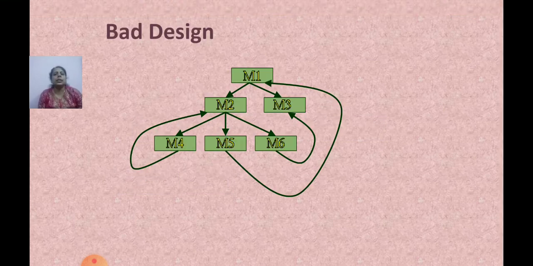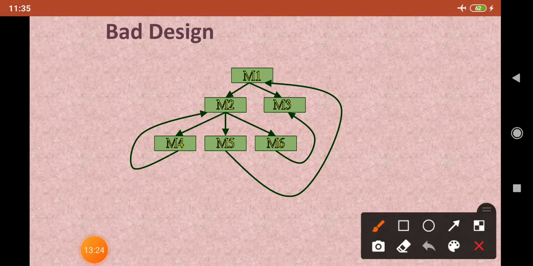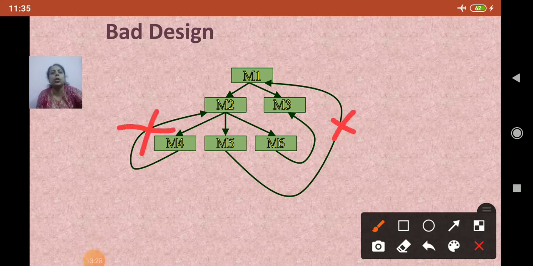This is a structure chart of a bad design. In this case the lower level modules are calling the upper level modules, which is not allowed in a structure chart. So this is a bad design example of a structure chart.